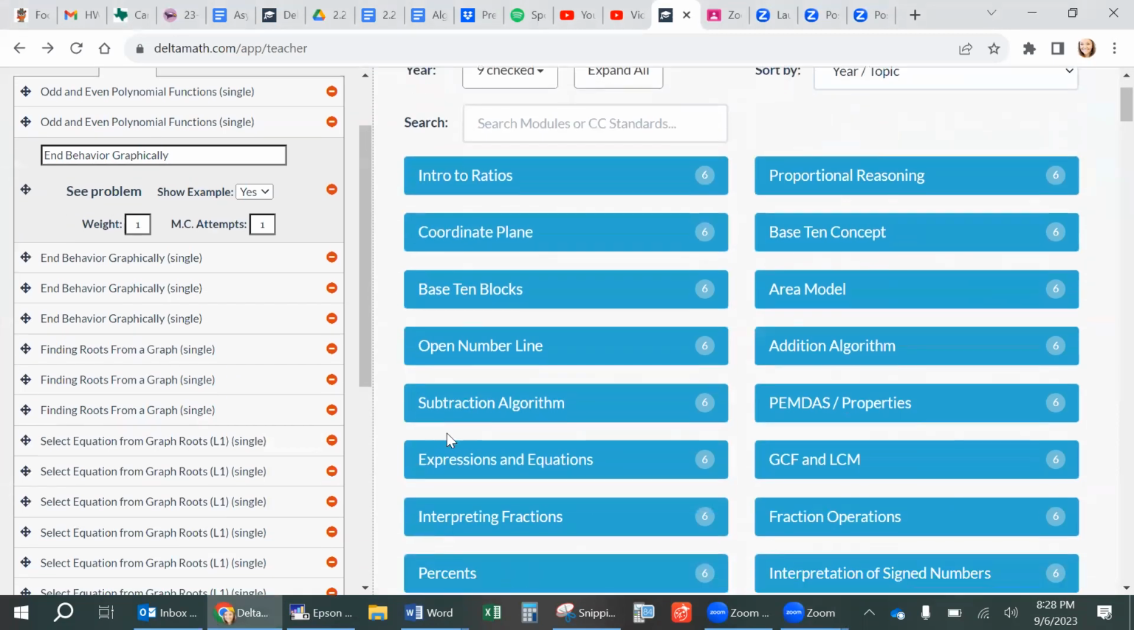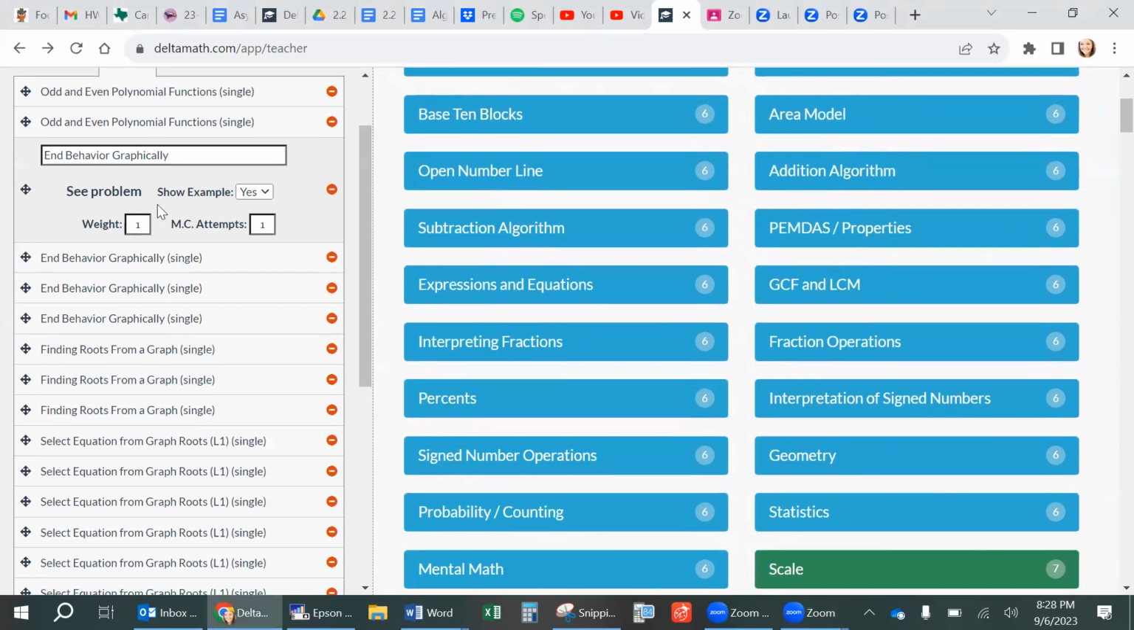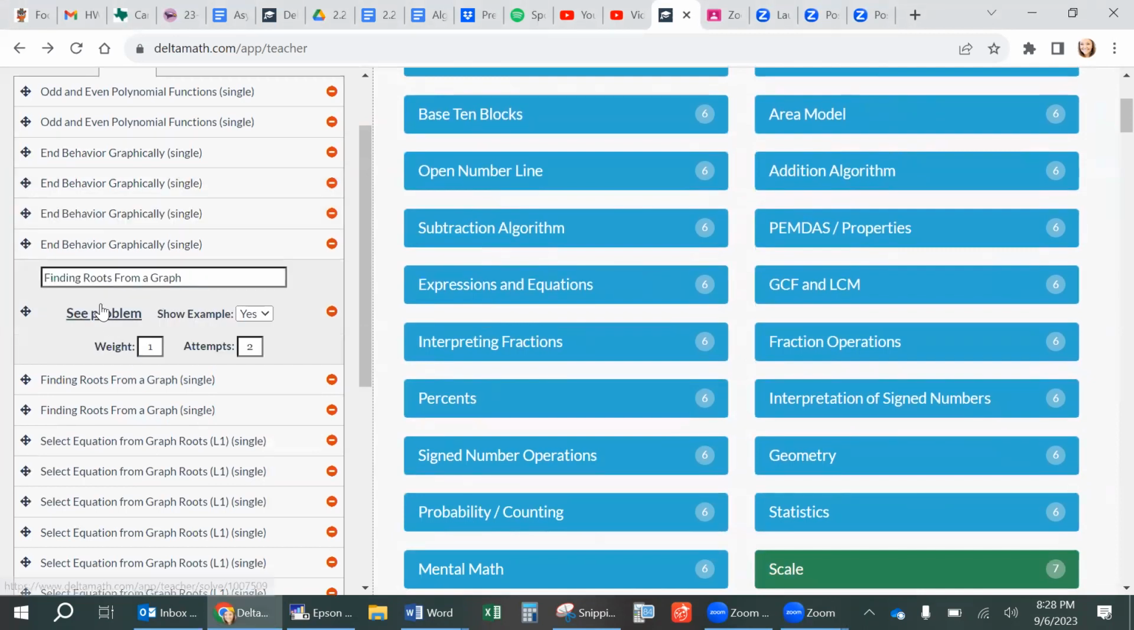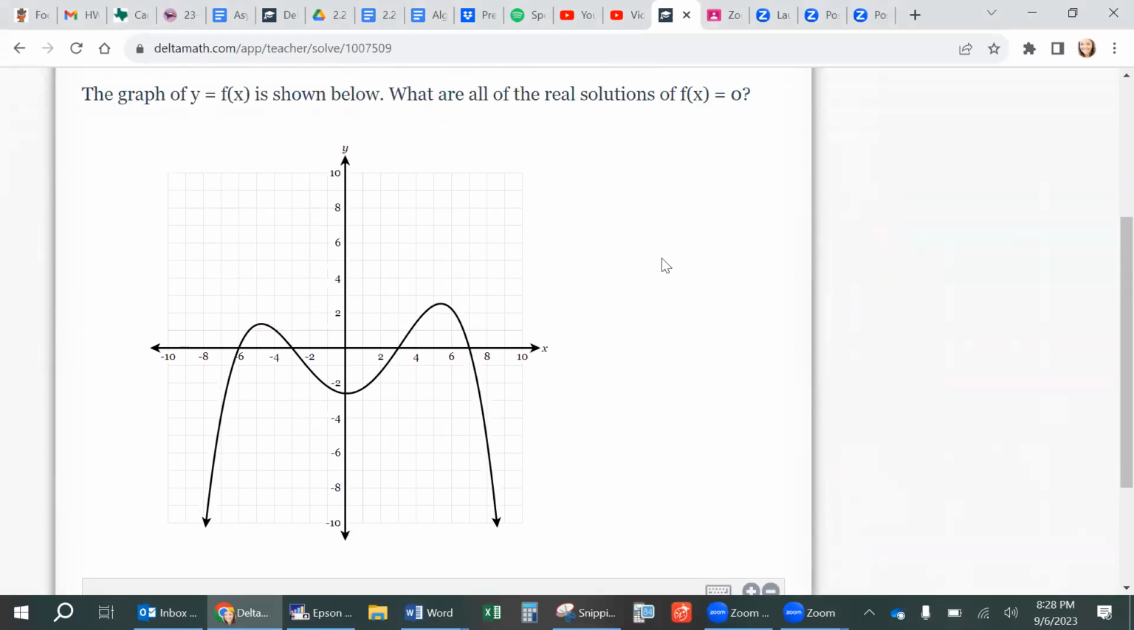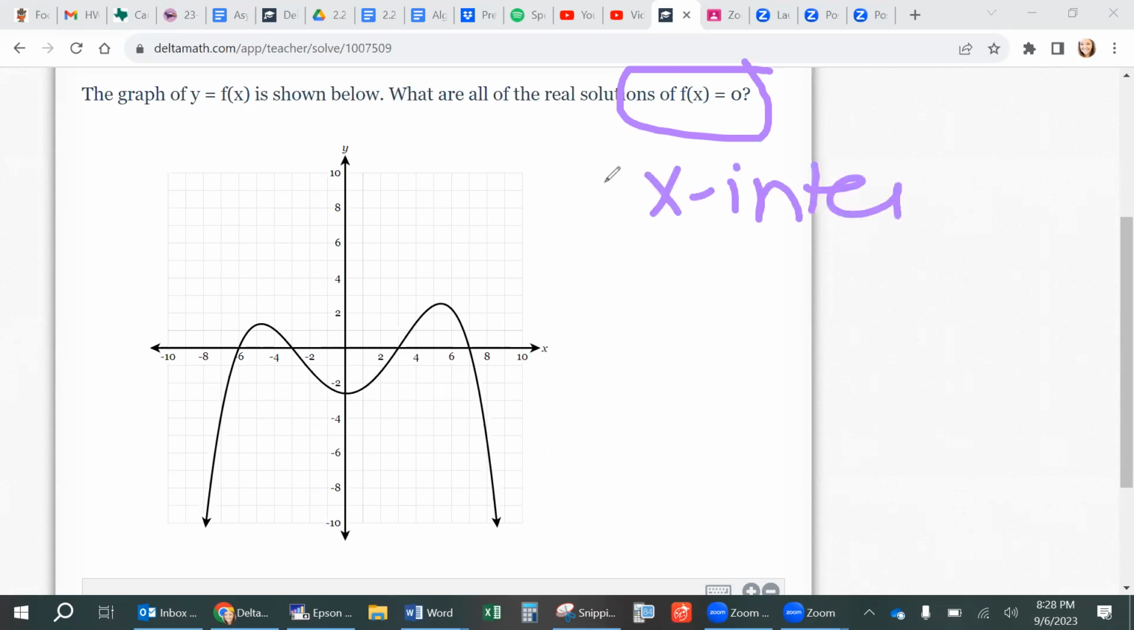Okay, next one we're going to do is finding roots from a graph. So this is 1, 2, 3 we just did, 4, 5, 6, 7 from the top. It says, what are all of the solutions for f of x equal to 0? Well, good news for you that they're giving you the graph. And so you should know that f of x is going to equal 0 at all of the places where it has an x-intercept. That's what that means. So you don't even have to actually find these by hand. You're literally just looking at the picture and then picking the values.